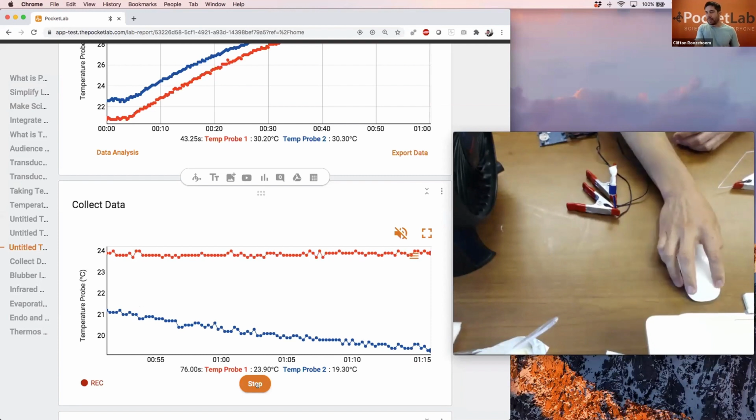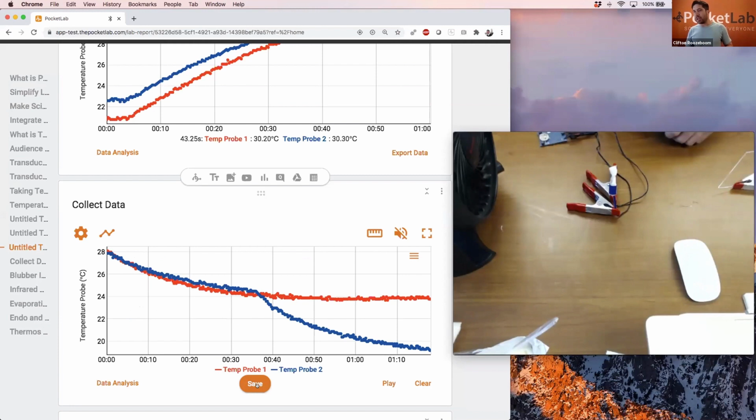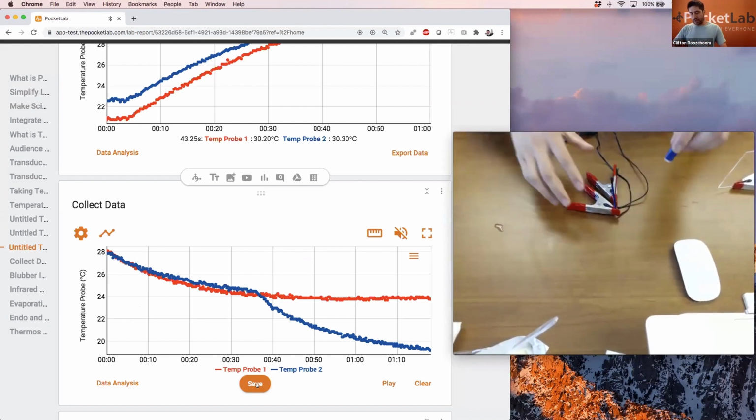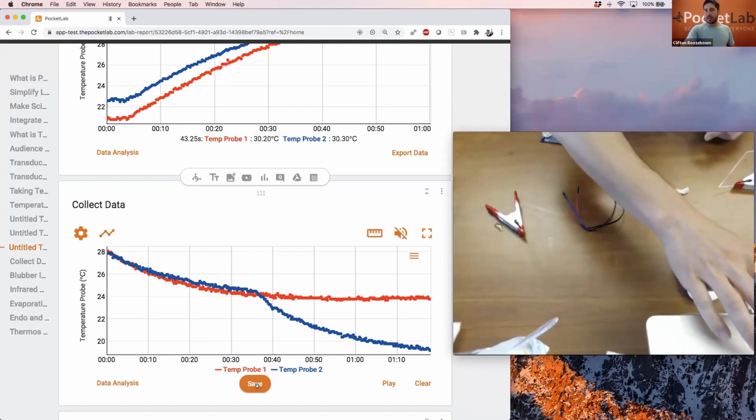After less than 2 minutes, you can see how the temperature for both of these sensors was starting to come back down to room temperature, but you put that jacket on there and it starts to fall much, much faster. Okay, we are cruising along. So I'm going to save that.